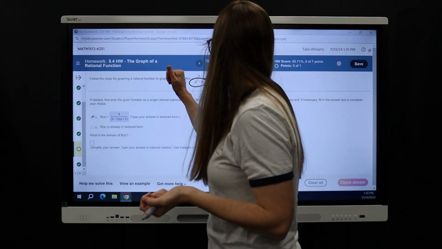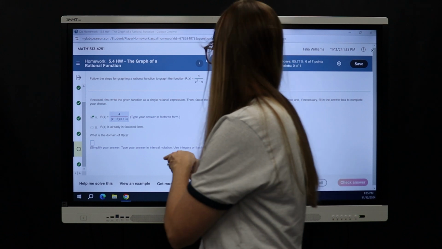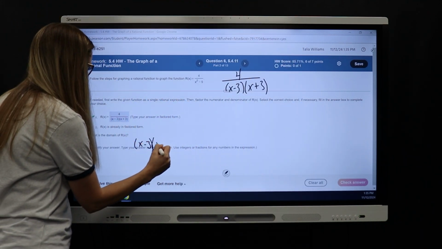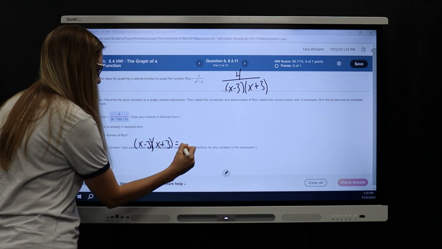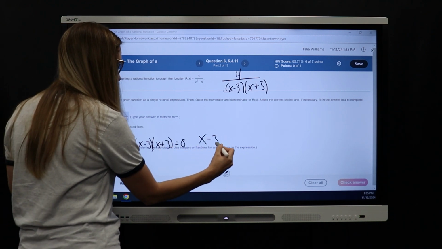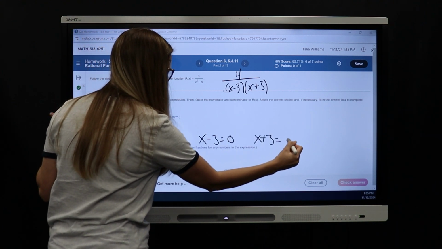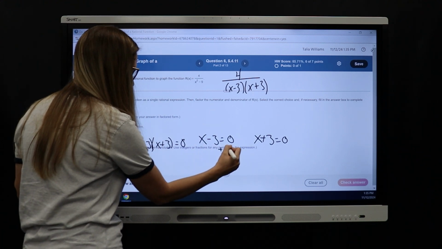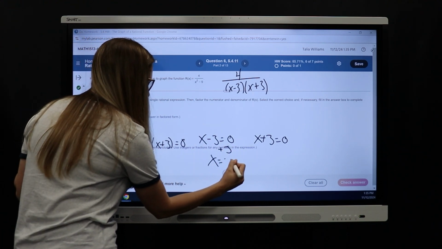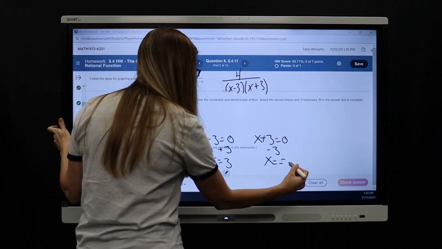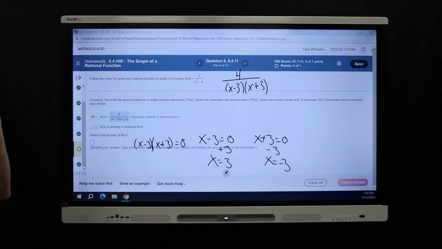What is the domain? So we take our denominator and set it equal to 0. So I'd have x minus 3 equals 0 and x plus 3 equals 0. So I'd add my 3 here. x equals 3, and -3. And then remember that those are our vertical asymptotes because they cannot be included in the domain.